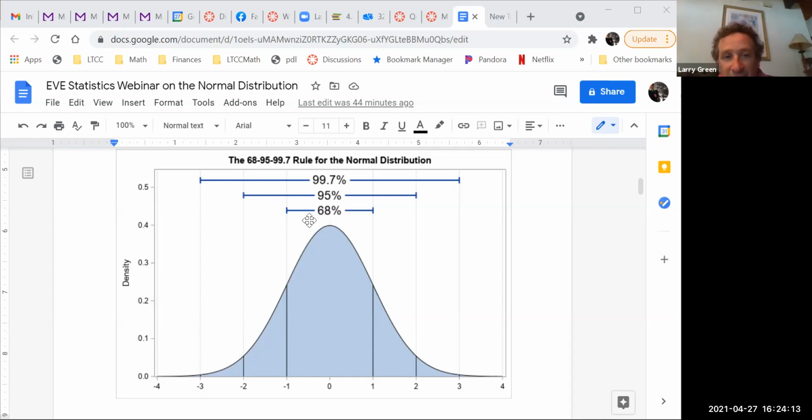But I do want you to understand the empirical rule and be able to use it, and also understand probability. Any questions on what my expectations are? Okay, so now let's do some examples.